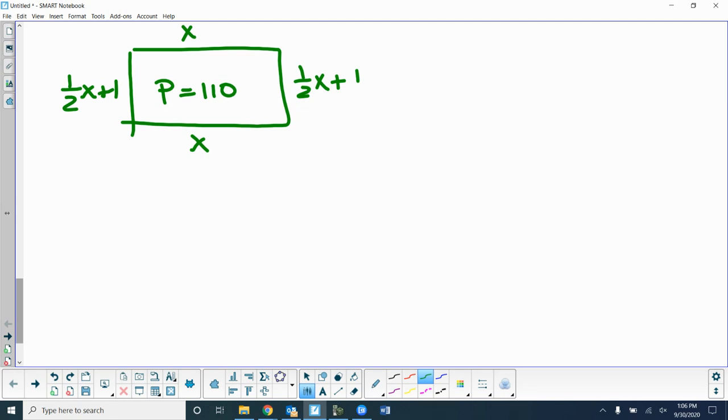Which one of those two would you like to look at? Because I know we're still having a little bit of trouble with those. 35 or 36? 35? Okay.